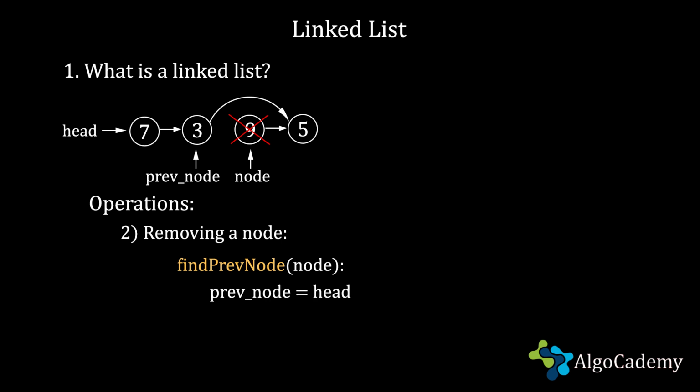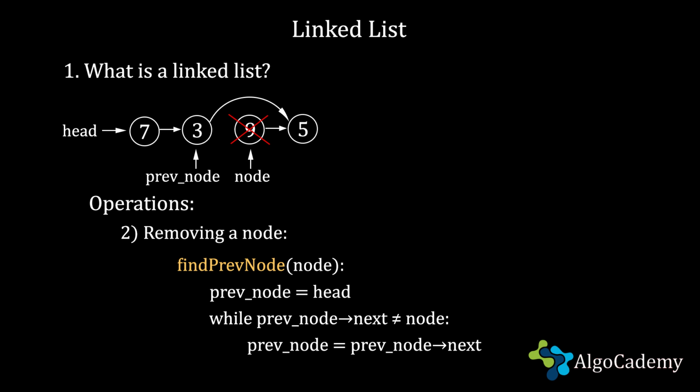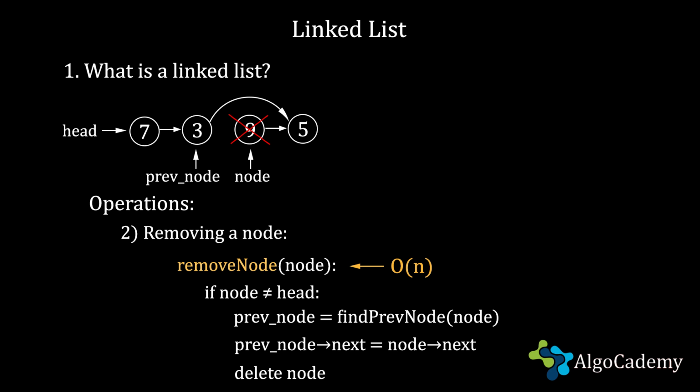We actually have to start from the head, and while our current node doesn't point to the node we are looking for, we have to go to the next node and try that out, and go to the next node and try that out, until we finally find the node which links to the node we are looking for, and then, of course, we will know that that is the previous node. So as you can see, in order to find the previous node, we actually need to iterate through the linked list. And in the worst case scenario, we are going to iterate through each and every node, so the time complexity of this function is big O of n. And this will also make the remove function big O of n.